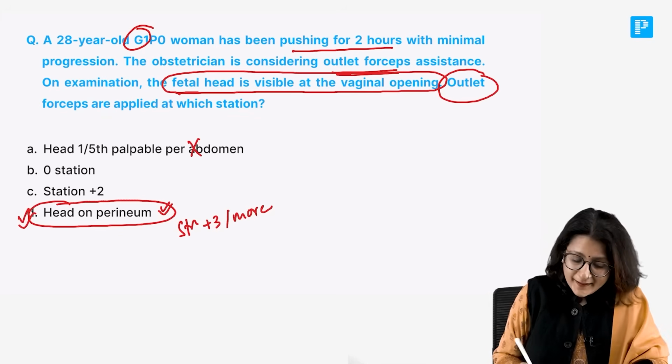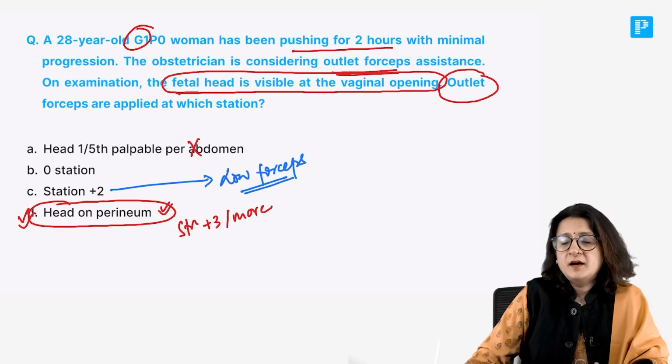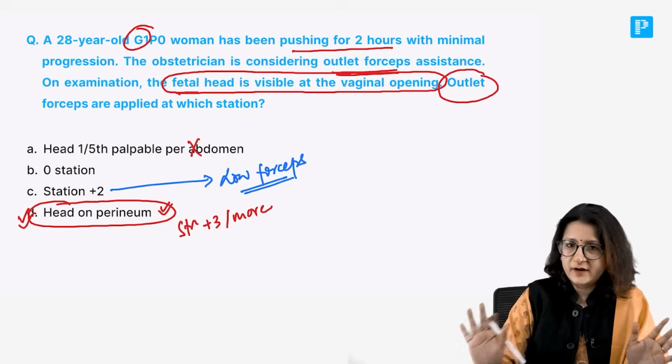The forceps that are applied at station +2, they are called low forceps application. And we are not using any instrumental delivery at +1 or 0 station. So, high forceps application, mid forceps application, we are not doing.